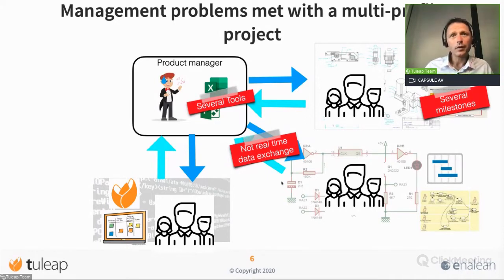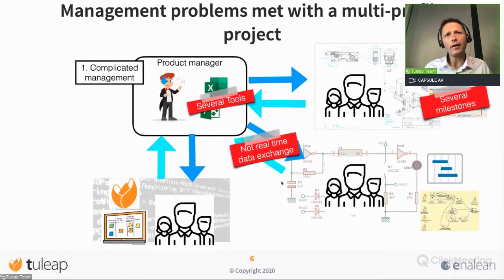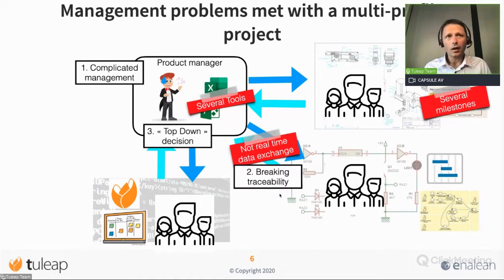So that's why, due to these several problems, you will have complicated management and broken traceability, and the management and the decisions will be a lot of time top-down management. And it's very difficult to have a bottom-up process with this kind of organization. And your teams could be non-synchronized and not aligned. And with this, you could miss some checkpoints, and sometimes the team could be demotivated.